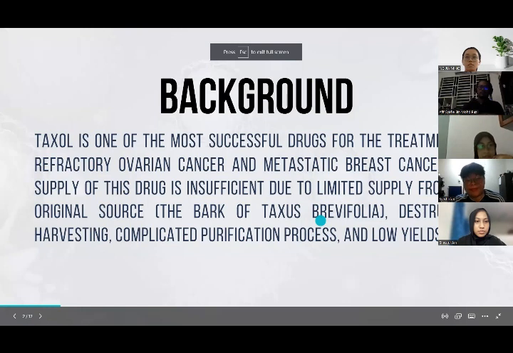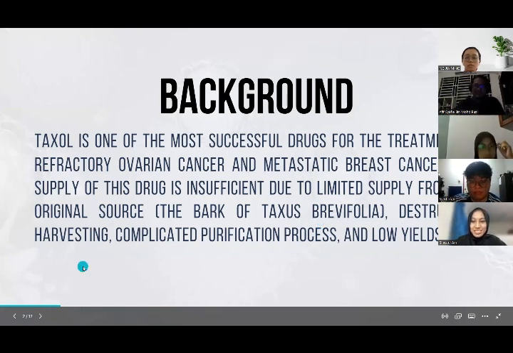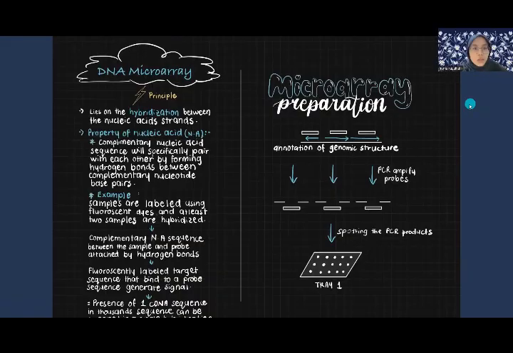In this slide, we will answer all the questions provided by Dr. Sarah. So this is the background of it. Okay, so I will just go right into our first question, which is the experiment and the steps for microarray. This is the basic principle of DNA microarrays, which lies on the hybridization between nucleic acid strands, and the property is such that complementary nucleic acid sequences will specifically pair with each other by forming hydrogen bonds between complementary nucleotide base pairs.